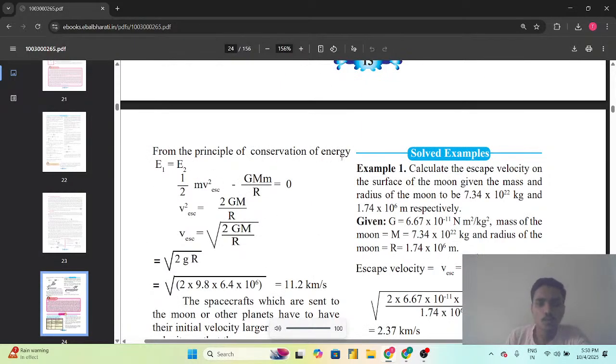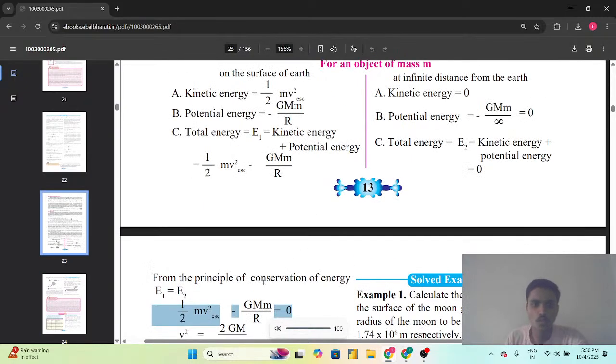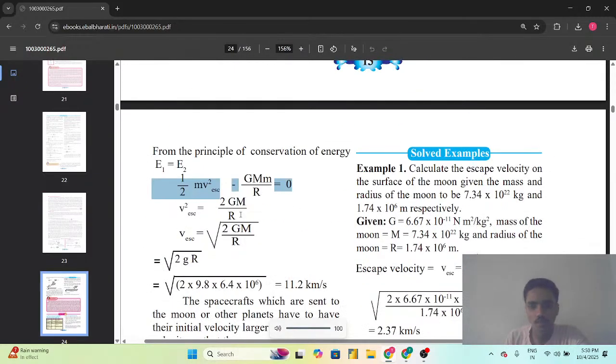From the principle of conservation of energy, E1 is equal to E2. That means half m v escape square minus GMm upon R is equal to 0. As we are using the principle of conservation of energy, we are equating both E1 and E2. So v escape square is equal to 2GM upon R. So v escape is equal to under root of 2GM upon R. Using GM upon R, as we have seen above, we get 2gR.